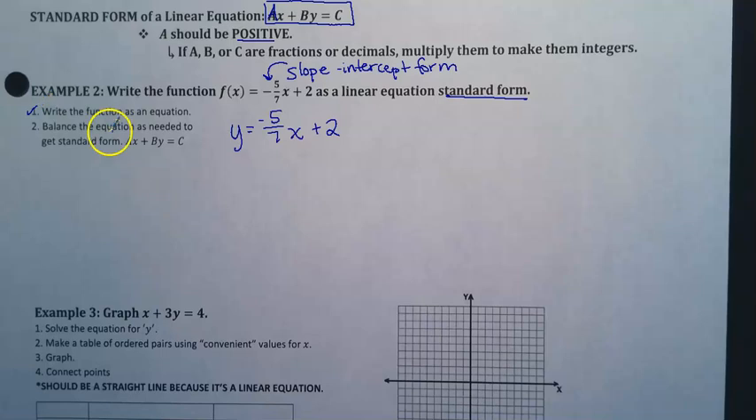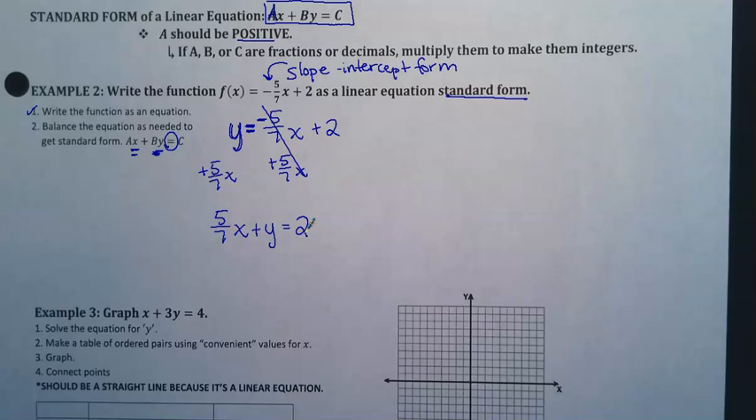Step 2. Balance the equation as needed to get standard form, so ax plus by equals c. Notice that the x and the y are on the left-hand side of the equal sign. Currently we have the y on the left, but our x is over here. So we need to balance and move it. We're going to add 5/7 x, because it was a negative, so we're adding it so that those will cancel. We want the x to come first, so this is going to be 5/7 x plus y equals 2.